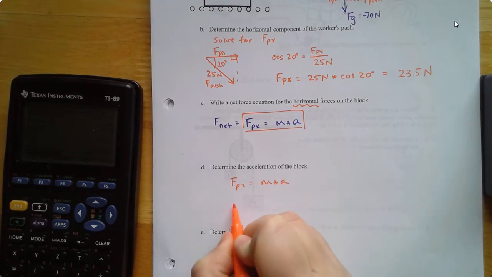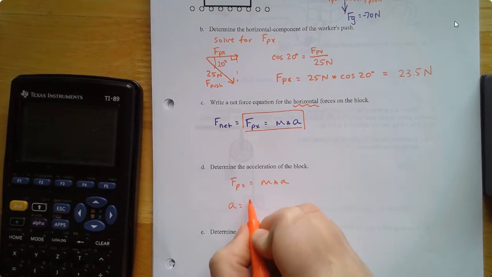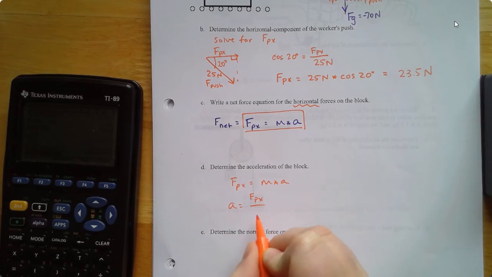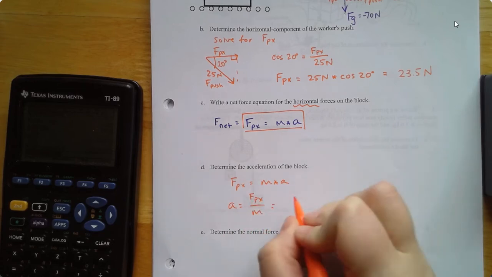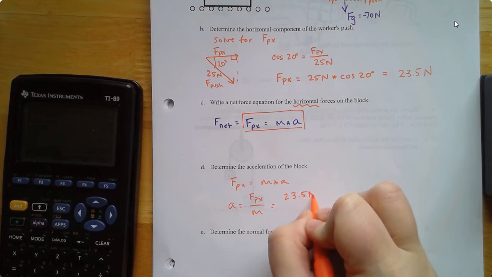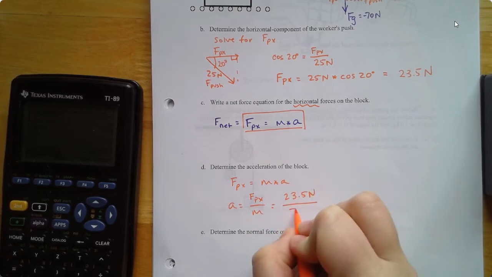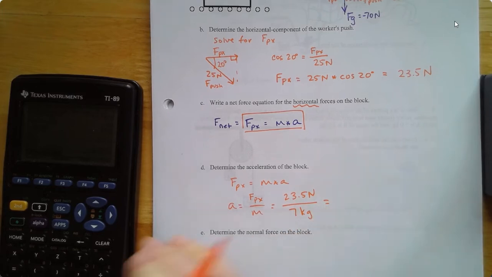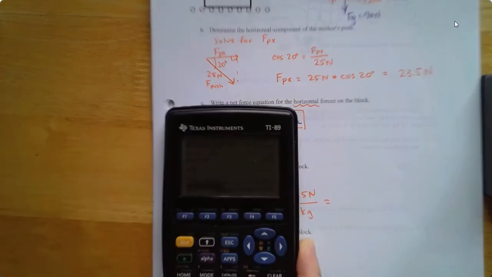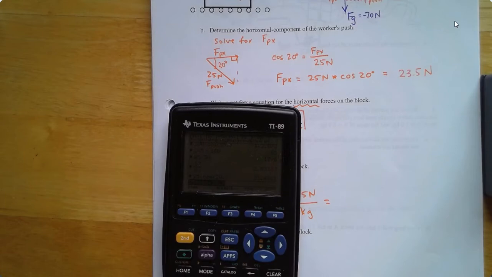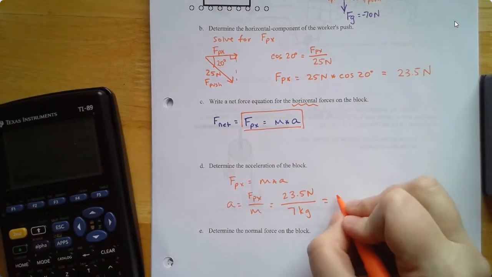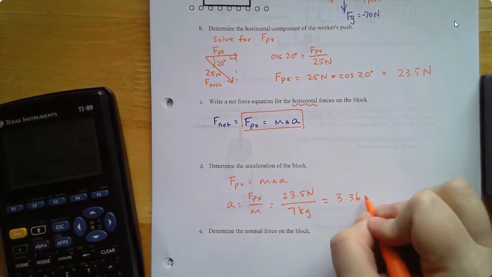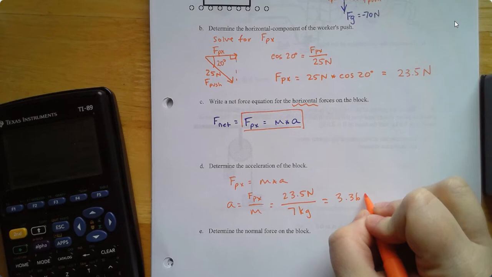To solve for acceleration, we need to divide both sides by the mass. So we're going to end up with the force of the push in the horizontal direction divided by the mass of our box. So we're going to have 23.5 newtons divided by our mass, which was 7 kilograms. I still have the number that I rounded from in my calculator, so I'm just going to leave it there. Divided by 7 kilograms, I got 3.36 meters per second squared, because that's what newtons divided by kilograms gives me in units.